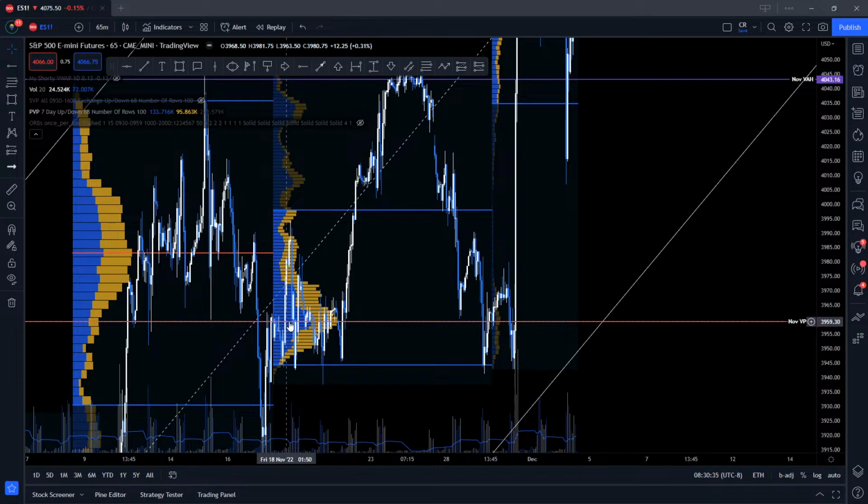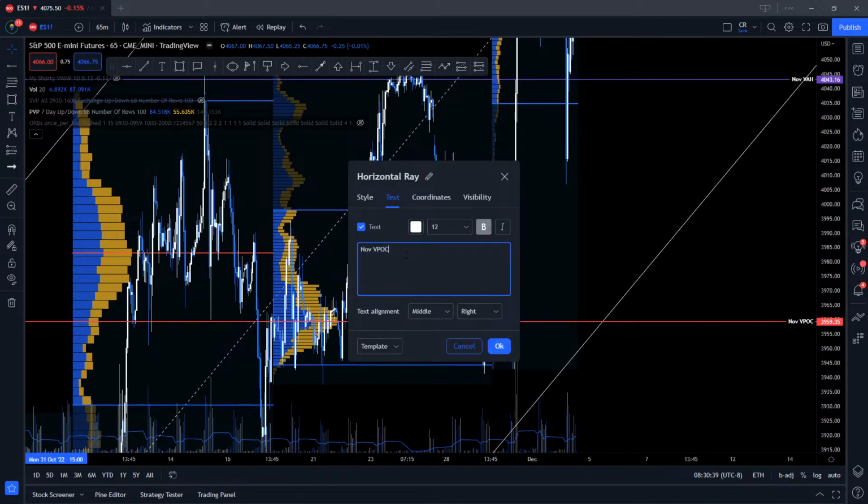You can't see it, but there's a red line under here. And so when I run into something like that, for my label, I just put a little dash, and I will put PW for previous week, and then VPOC.